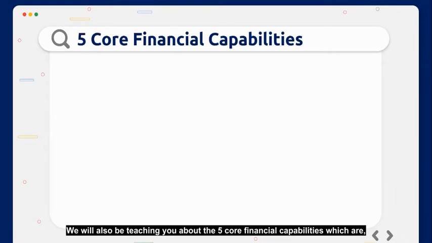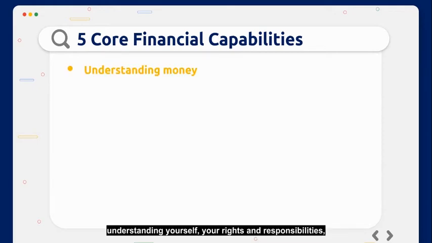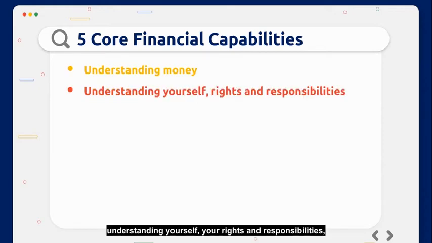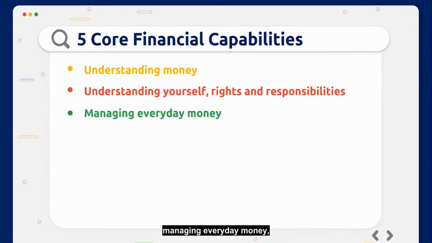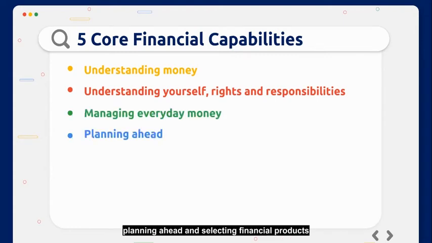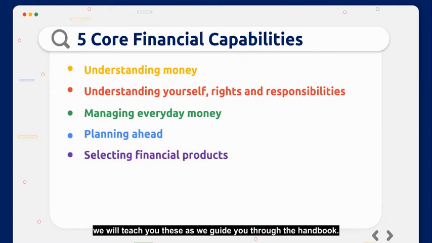So we will also be teaching you about the 5 core financial capabilities, which are understanding money, understanding yourself, your rights and responsibilities, managing everyday money, planning ahead, and selecting financial products. We will teach you these as we guide you through the handbook.